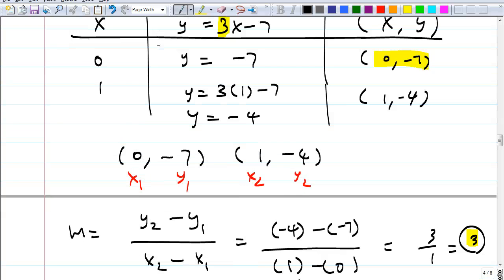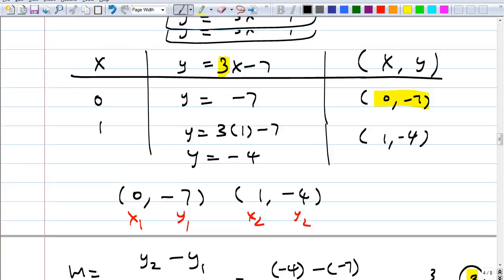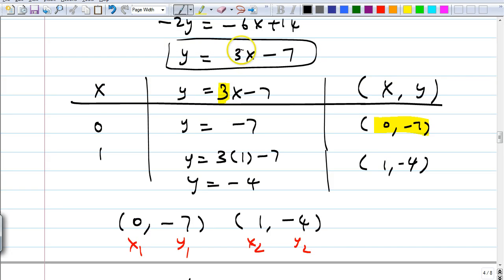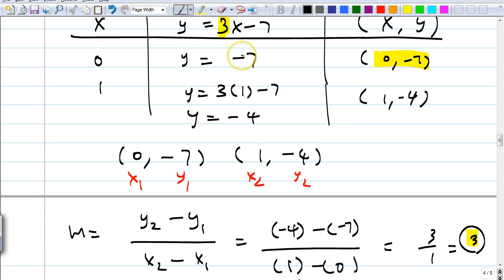That's interesting. So let's see. Now, Dominic, what did you guys discuss? What do you guys notice about this? Yeah, when you solve for y by itself, look at the coefficient of the x. That happens to be 3, right? Guess what the slope came out to? 3. Do you guys remember something from last year?